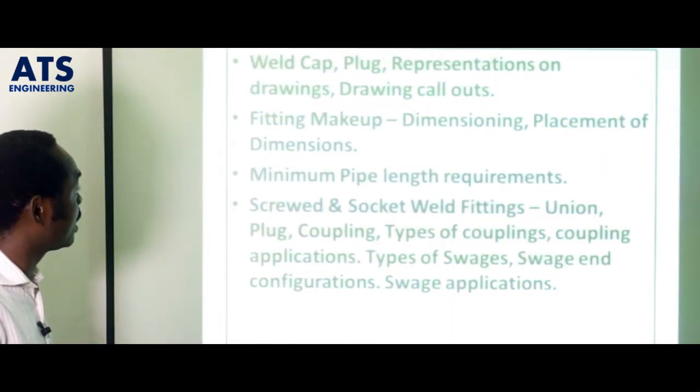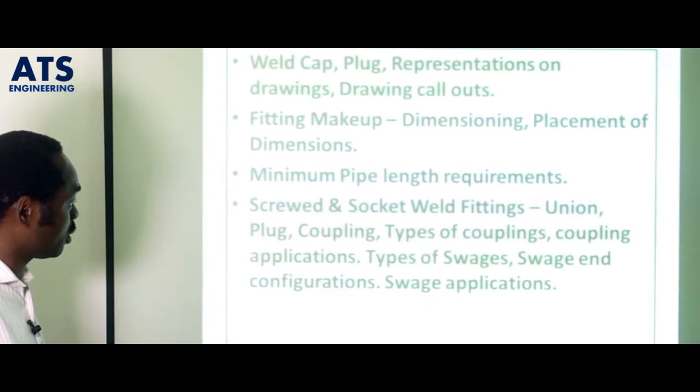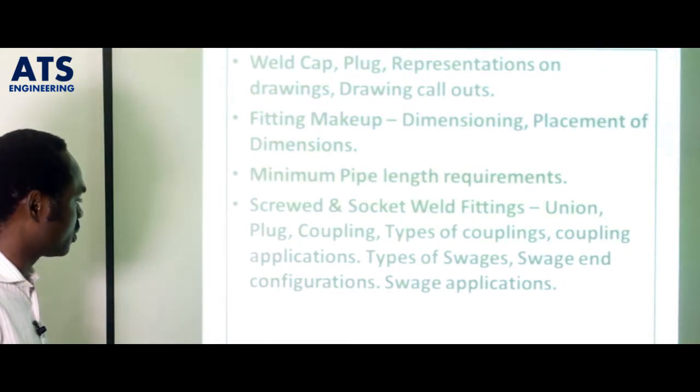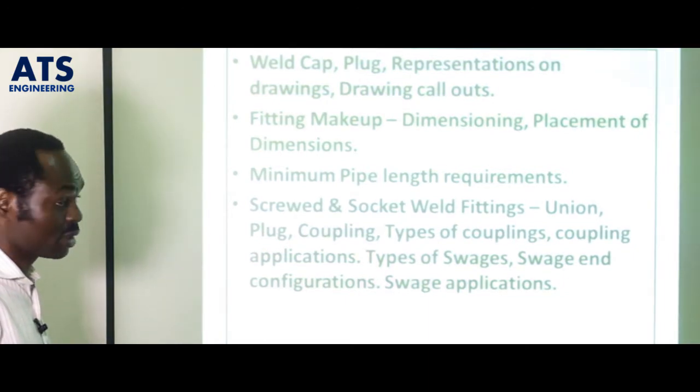Also look at other fittings that are used to terminate a line like weld caps, plugs, how they are represented in the drawing and how we can call them out. Also look at fittings makeup, and how you can deduce your straight length of pipe between such fittings. Also look at minimum pipe length requirement. Also look at socket and screwed fittings such as unions, plugs, couplings, and also look at swages, types of swages, and their applications in piping systems.